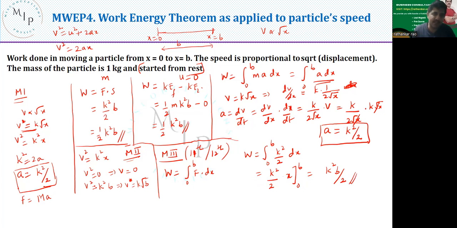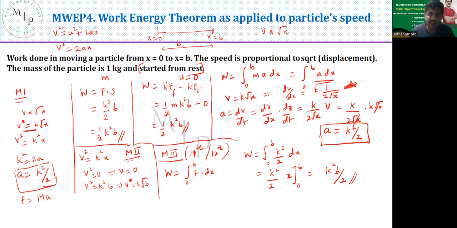Now, which method do you think is easier for you? If you want to work with this, you need to know some amount of technical details. You need to apply your equation. The main problem here is how did I know that v square equals k square x, and how did I equate 2a equal to k square? Unless you know that it follows the pattern of equations of motion, you will not be able to do this. And then you need to find out that acceleration is constant. This method is applicable only when the acceleration is constant.